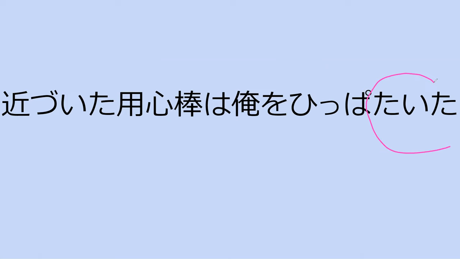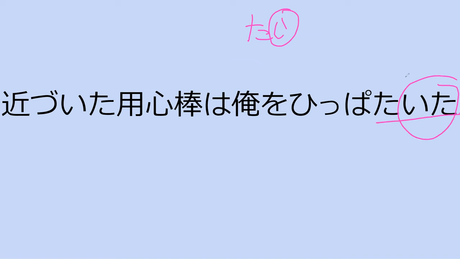So let's go look at the hipataita past tense form. This is ita. It doesn't mean want to. Tai does look like want to, but it's not going to be taita. The past tense of want is takatta, because tai is an adjective. This ita is telling us this is the past tense of a verb, in this case ku. Hipataku became hipataita.